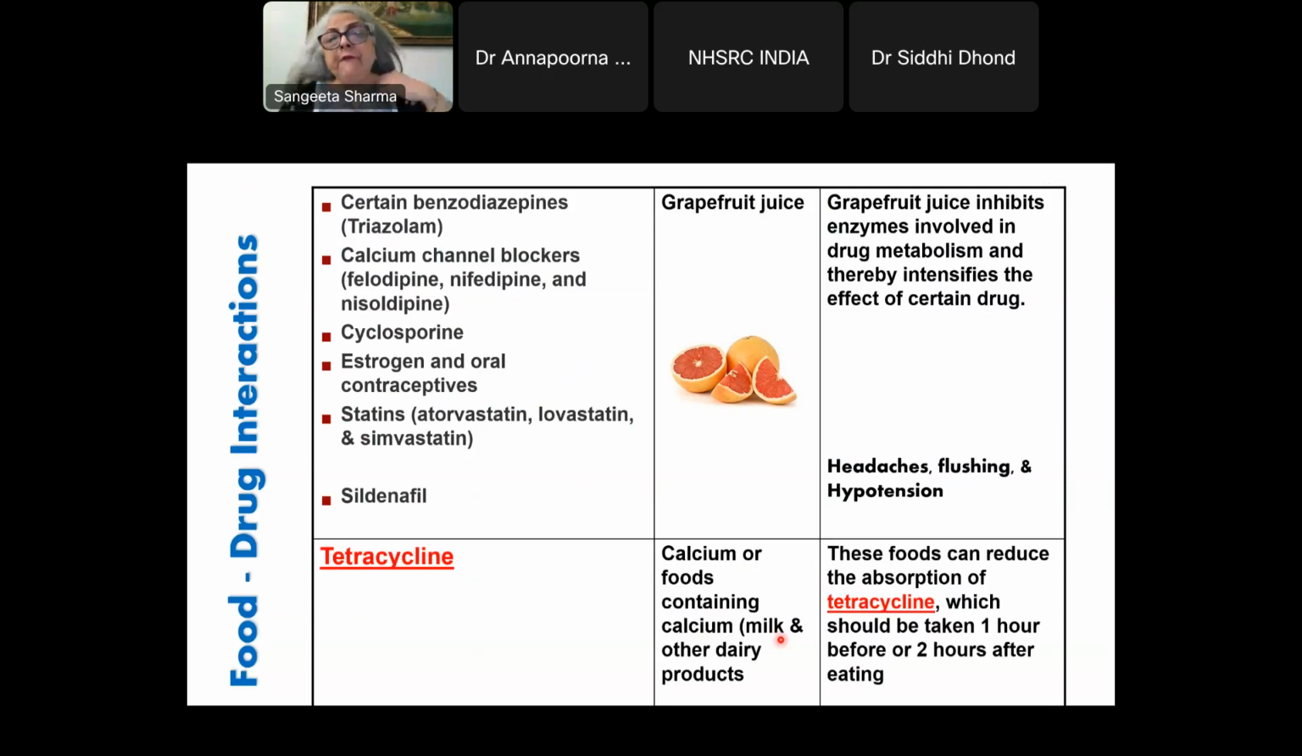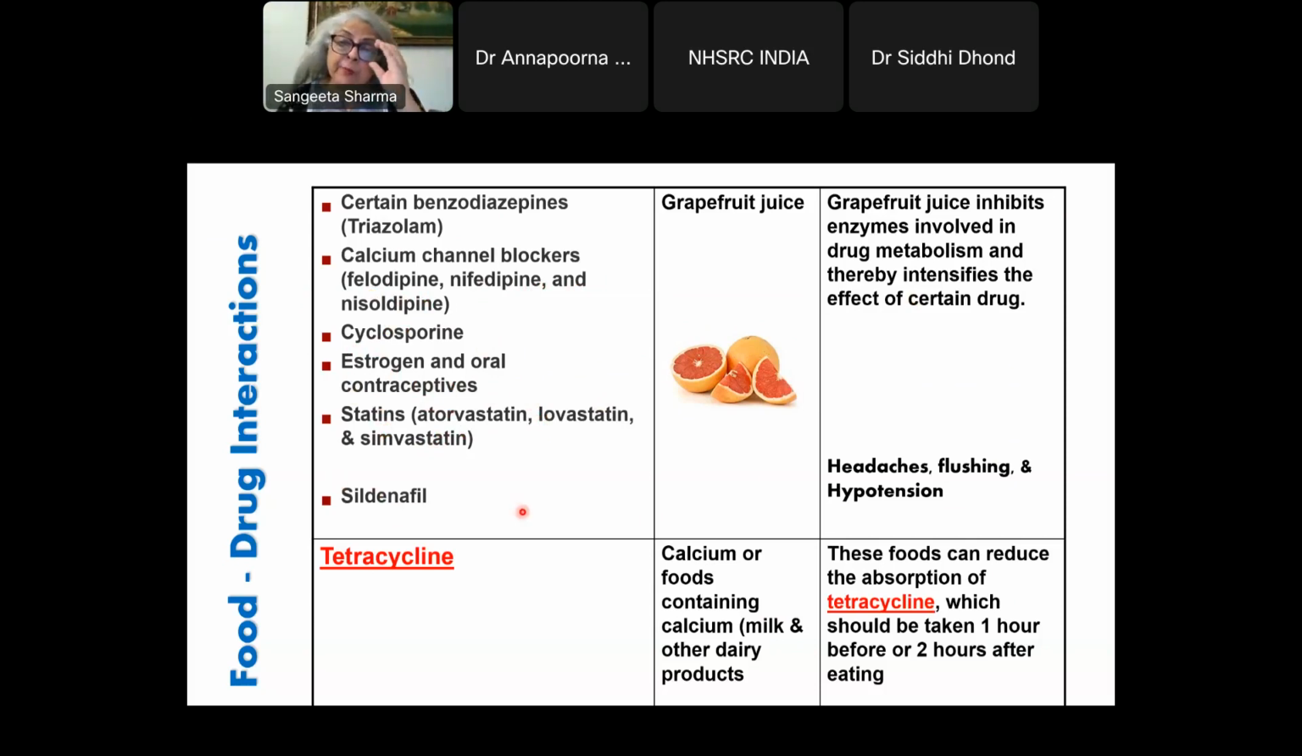Then similarly, grapefruit juice. Grapefruit is similar to orange. It's an accidental hybrid between two types of fruits. It looks very much like an orange, but there are small differences. This is also healthy, but it may interact with some of the benzodiazepines, calcium channel blockers like quetiapine, nifedipine, cyclosporine, hormones, estrogen and oral contraceptives, and statins, simvastatin, lovastatin, like that. And these interactions take place at the metabolism level, so their response may be altered.